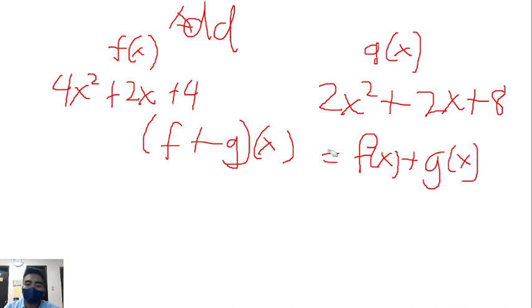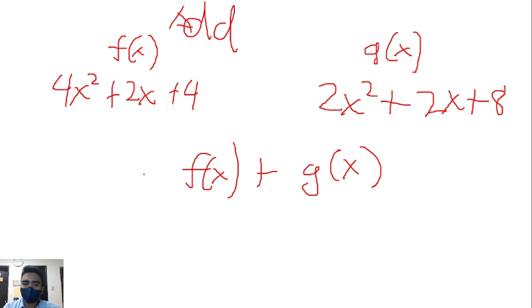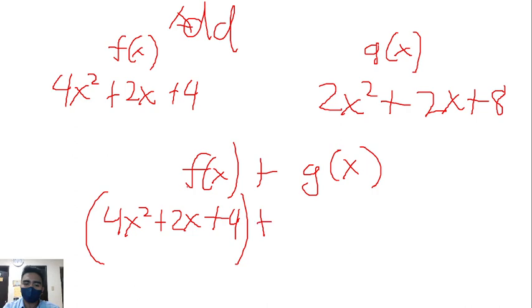So, what are you going to do? How are you going to add these two functions? Tell me. In adding two functions, remember, how do we add polynomials? If this is your f of x plus g of x, what is the value of f of x? The value of f of x is 4x squared plus 2x plus 4. Plus, what is the value of g of x? Plus 2x squared plus 2x plus 8, correct?